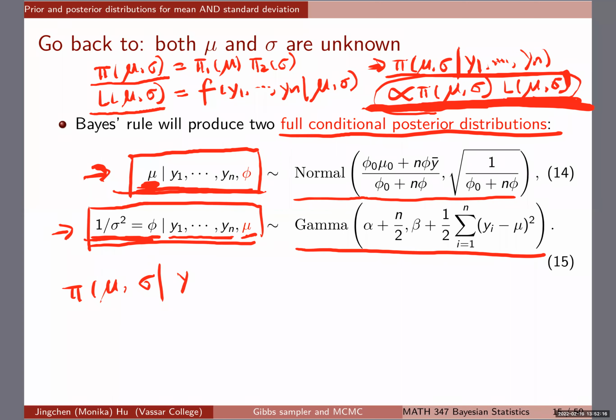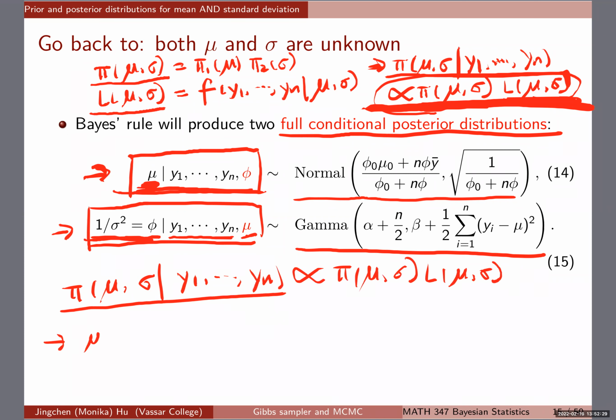So what I'm asking you to do right now is try to write out the joint posterior, following Bayes' rule. And I write it out for you over here, the general rule. And then from the joint, try to find out the distribution of mu given everything, which should be equation 14, and try to find out phi given everything, which should be equation 15. So the procedure is basically the same as the other derivations that we did. It's just that technically they're joint priors, but when we're deriving the full conditional posteriors, we kind of treat them as if they're not joint.